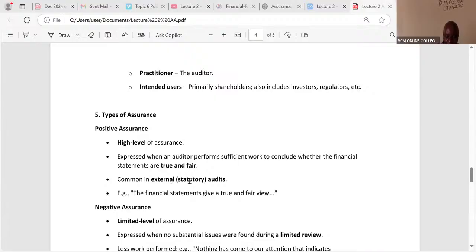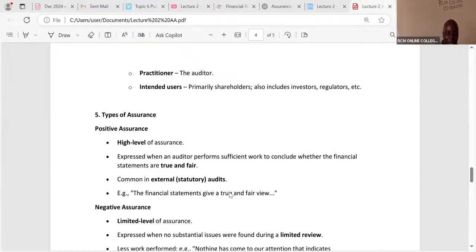So it is common in external statutory audits. Example, the financial statements give a true and fair view. So whenever I'm doing audit of financial statements, then I will be able to give, ladies and gentlemen, what we call a positive assurance. So under a positive assurance, I'm telling the whole world that the financial statements provide a true and fair view. Yeah, they provide a true and fair view.